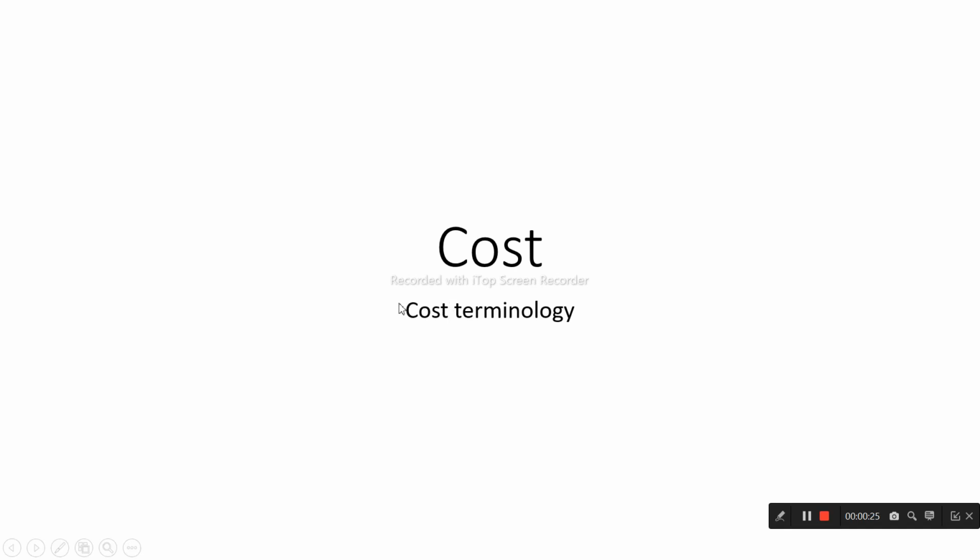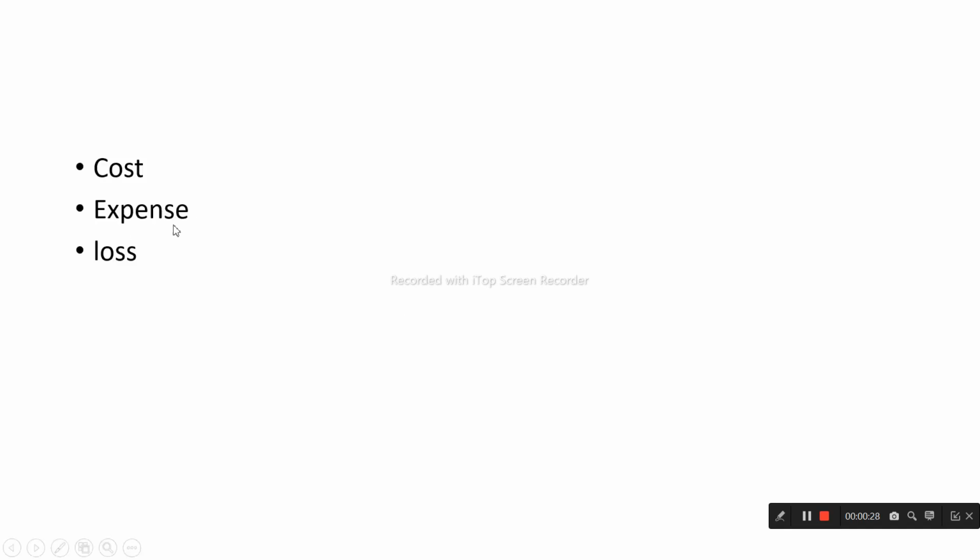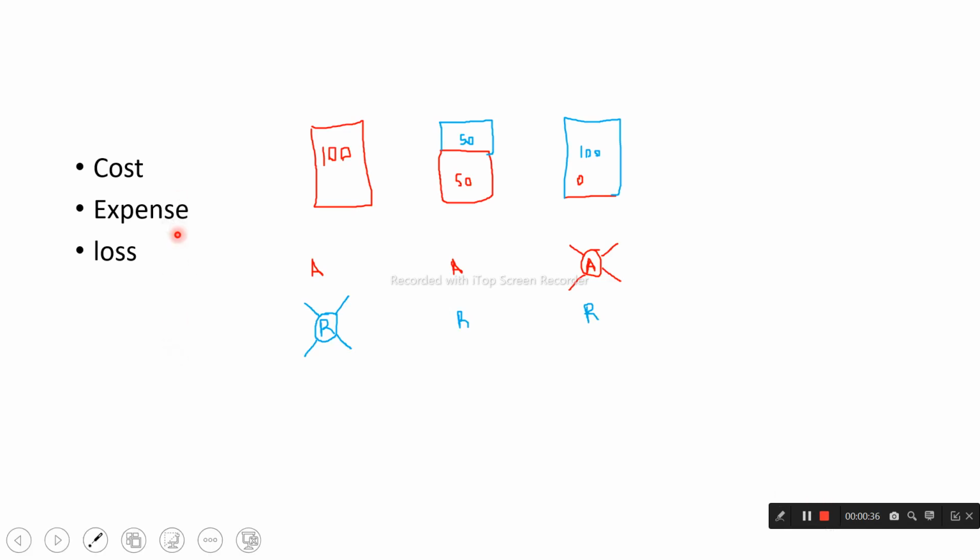And it should not be ambiguous with expense and loss. What is cost, what is expense, and what is loss? Let me give you one simple example to understand this. We will talk about loss, but let me differentiate between cost and expense. Always, cost always brings an asset, and expense always brings a revenue.